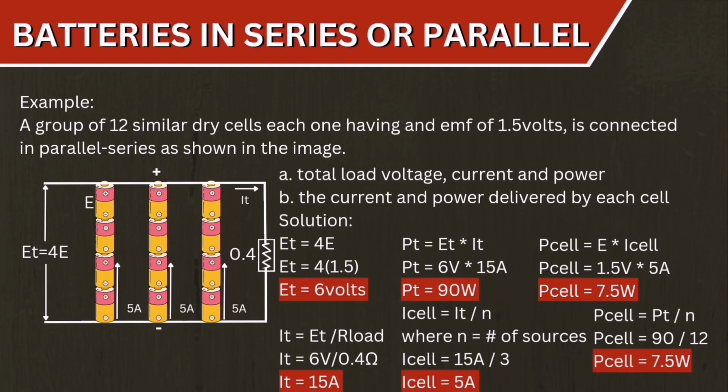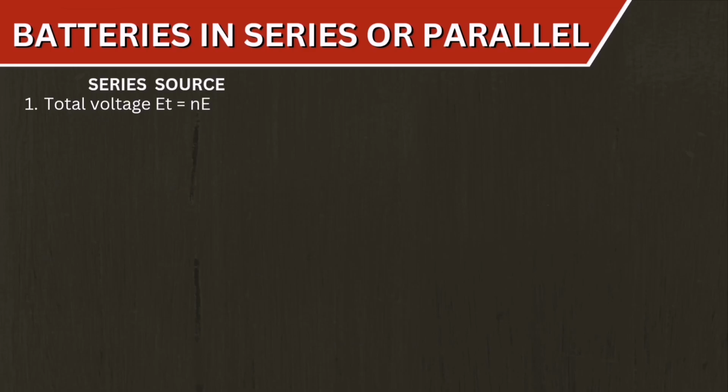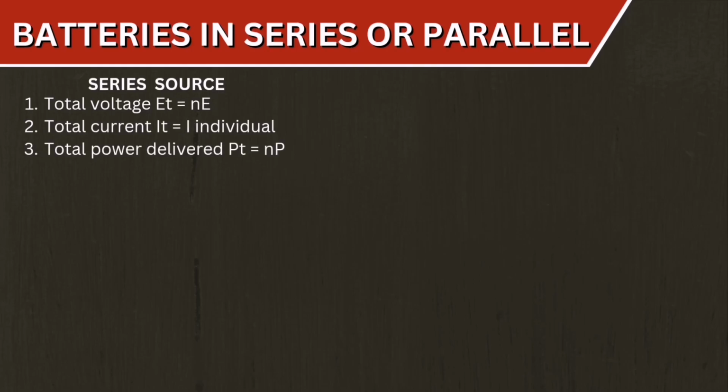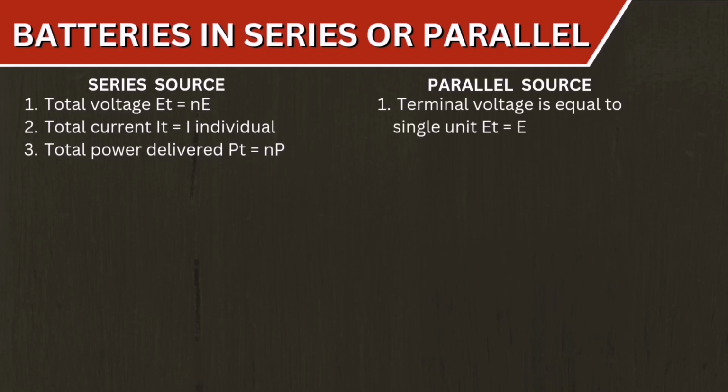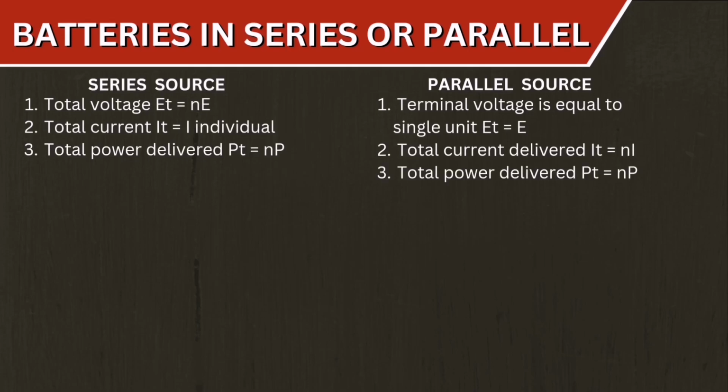So as a summary, guys, for series sources: number 1, total voltage E sub T is equal to N multiplied by E. Number 2, total current I sub T is equal to the individual current I. Number 3, total power delivered P sub T is equal to N multiplied by P. For parallel sources: number 1, terminal voltage is equal to the single unit E. Number 2, total current delivered I sub T is equal to N multiplied by the individual current I. Number 3, total power delivered P sub T is equal to N multiplied by P.